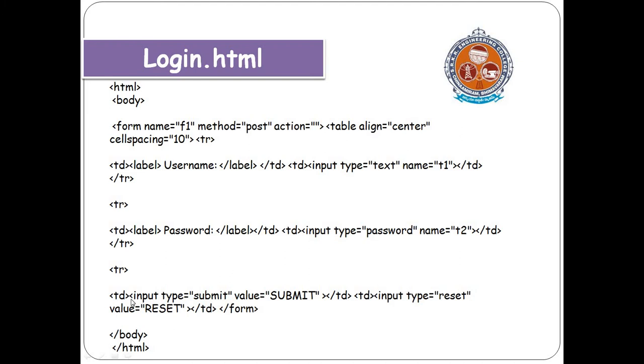Then next the third row, TR is open, then TD table data, input type equals to submit, value equals to submit. That means input type equals to submit. Whenever you take the submit type, you have to click on that button, then it will be submitted. Then TD, table data, then next input type equals to reset. When you click the reset, the data will be erased. Then TD, then form is closed, the body is closed.